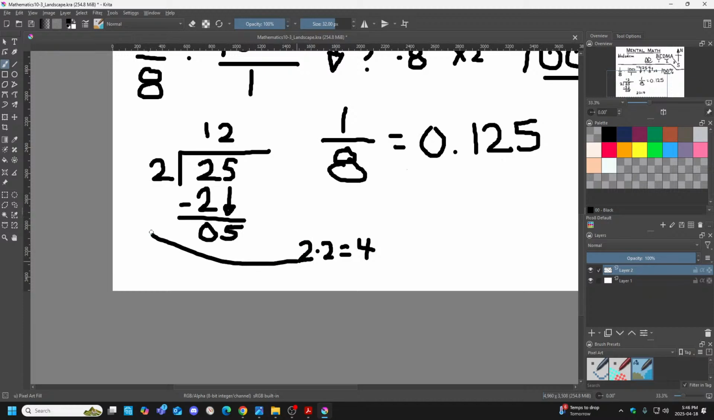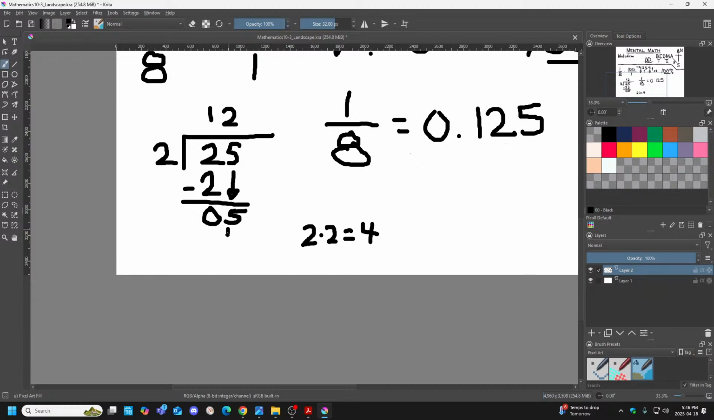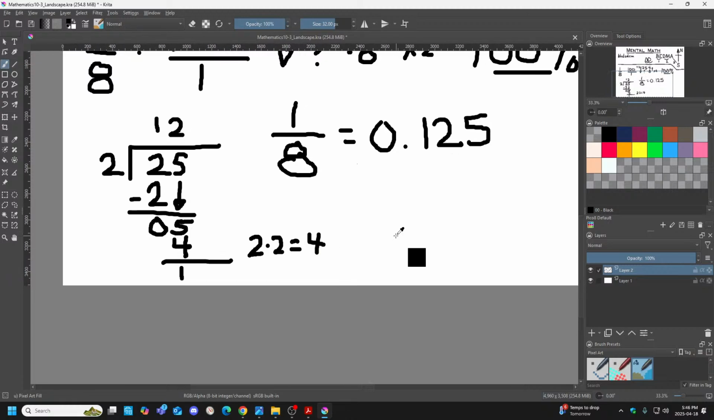This is this number, and this is this number. So I write down 4. I'm running out of room here. Then I have 1. Let me just erase that.